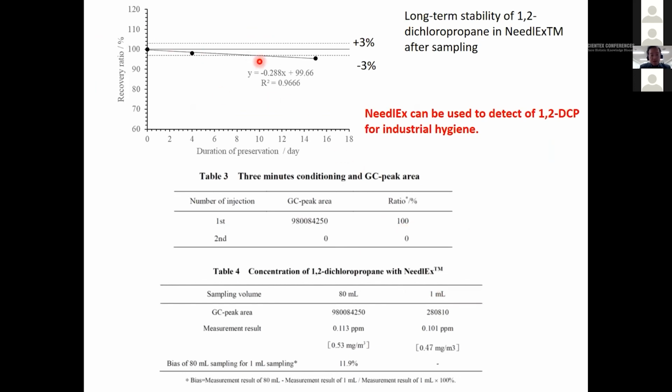And Needle X can keep 1,2-dichloropropane in the needle for 10 days, and it concentrated 1,2-dichloropropane at lower concentrations. So Needle X can be used to detect 1,2-dichloropropane for industrial hygiene.